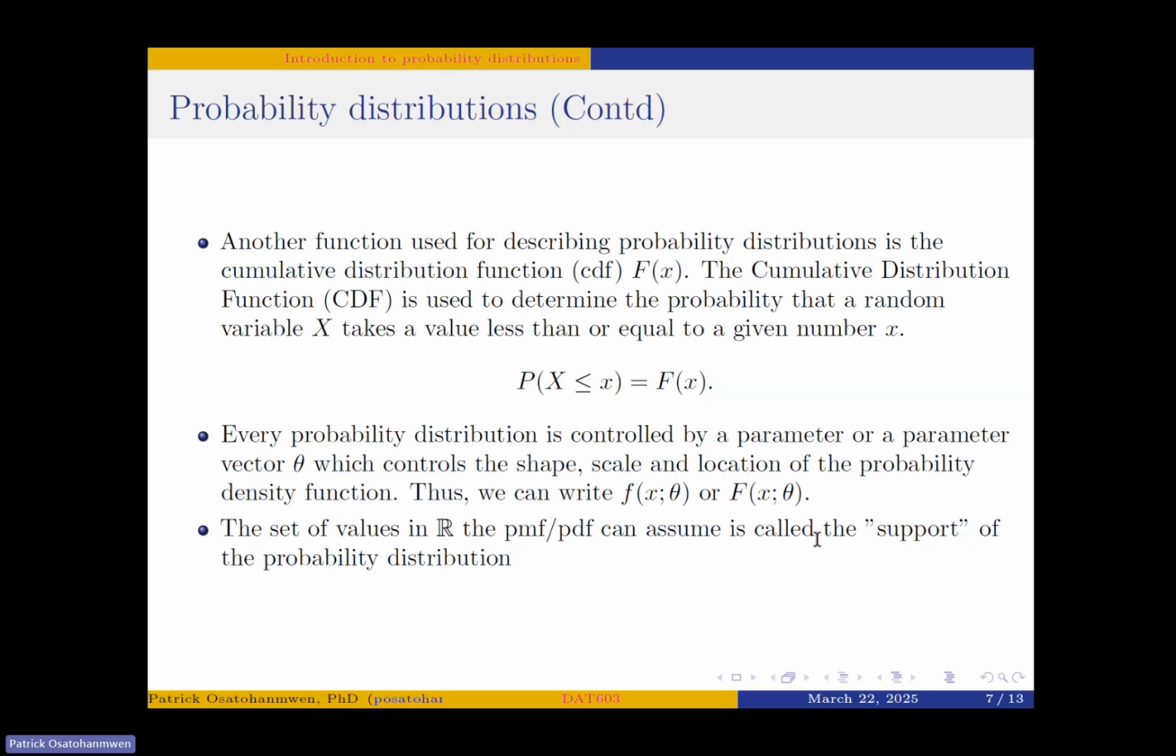Okay, now who can tell me the support for the Poisson distribution? I mean, can someone just guess? What is the support of the Poisson distribution?